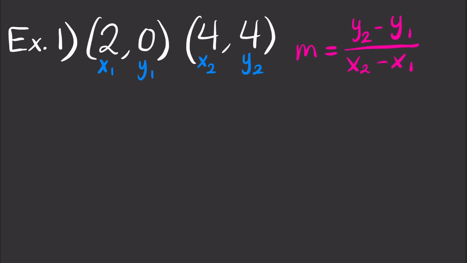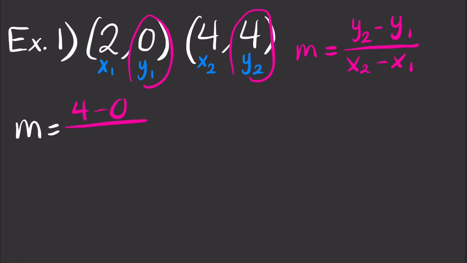Now, if you're used to formulas and you're okay, all you do now is plug in the numbers that match the labels. I'm just going to recopy the formula. Alright, and we're going to use y first. So we're going to do y2 minus y1. It's going to be 4 minus 0 over, and then x2 is 4 as well, minus 2.